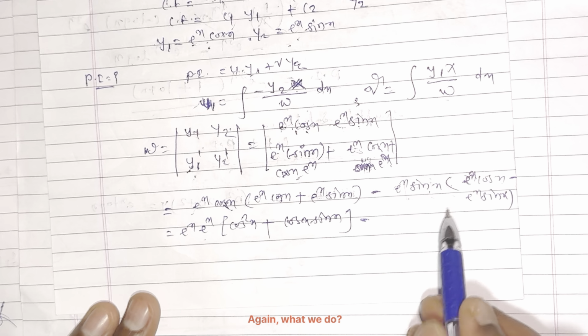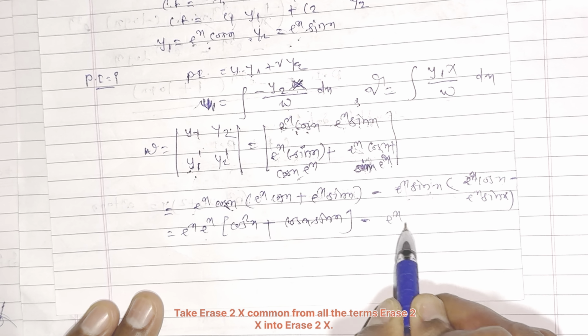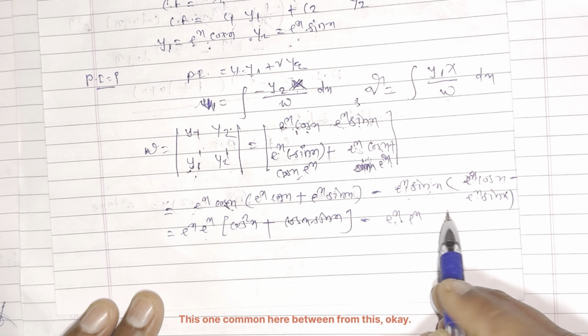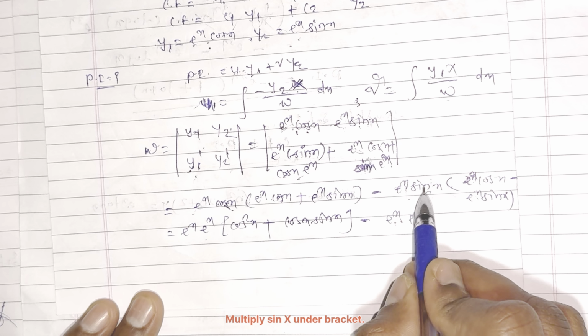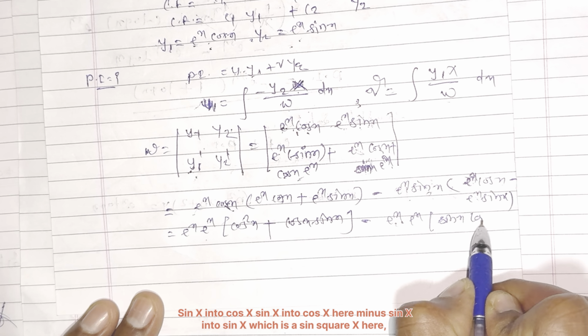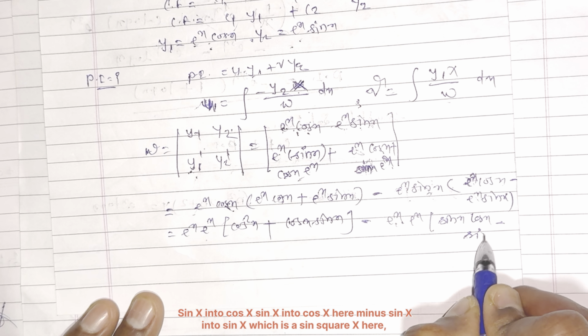Minus. Again, what we do, take e raised to x common from all the terms. e raised to x into e raised to x. This one as it is, this one common from this. Multiply sin x under the bracket, sin x into cos x, sin x into cos x here, minus sin x into sin x, which is a sin square x here.